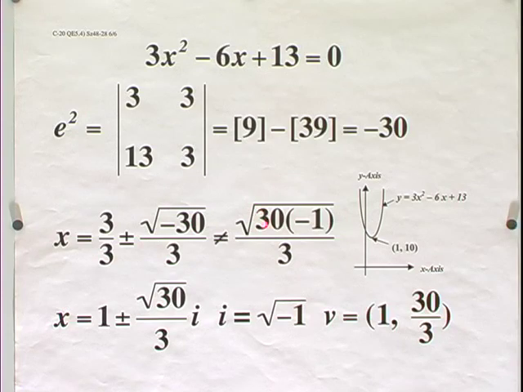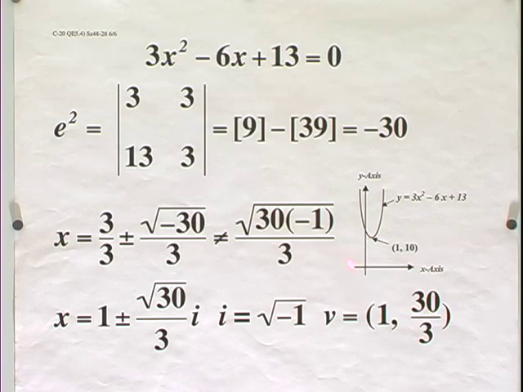What we do is write this as 30 times minus 1, and then the square root of minus 1 we give the letter i. So the roots are going to be 1 plus or minus square root of 30 over 3 times this i. The vertex will be that 1, that's the x-coordinate, and it'll be minus this, minus a minus is a plus 30, divided by a. So when you do this, we get 1 comma 10. There it is right there.